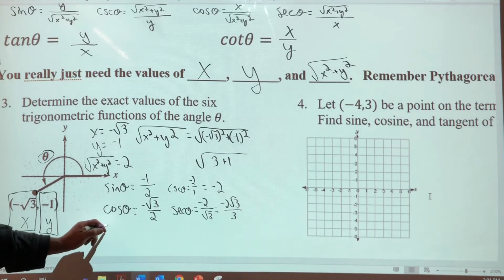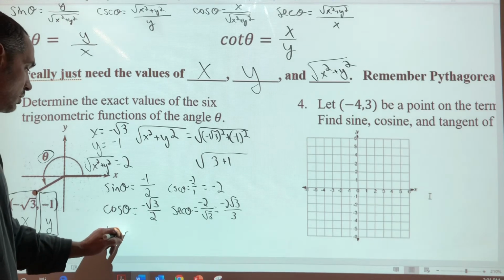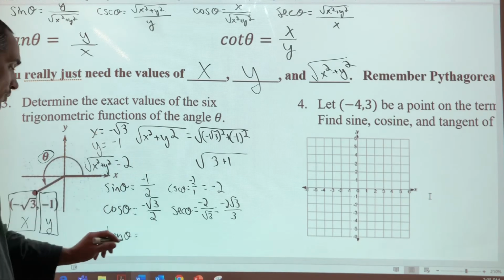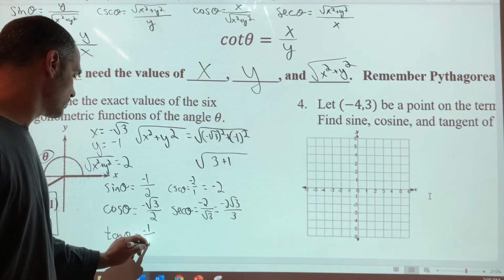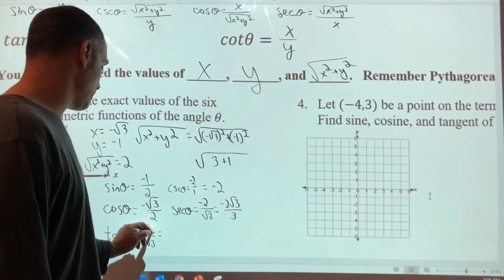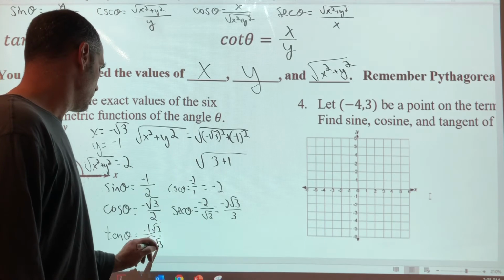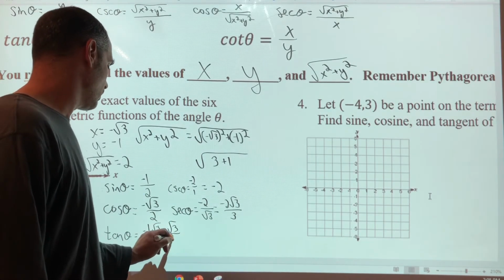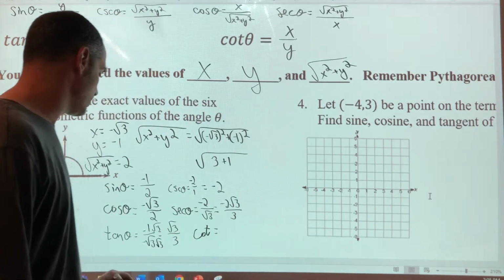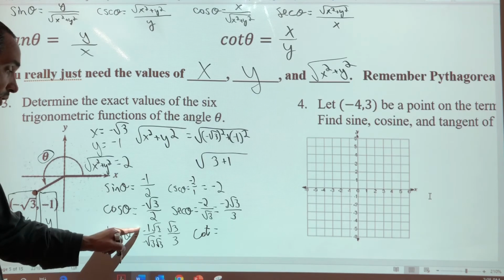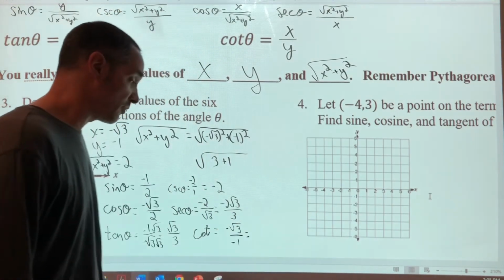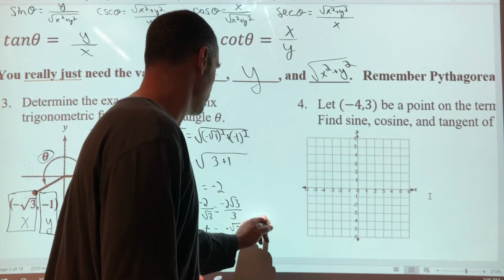And then we have tangent. And tangent is just y over x, so it's negative 1 over negative square root of 3. We know a negative divided by a negative is a positive. Rationalize by multiplying top and bottom by the square root of 3. And I get square root of 3 over 3. And the cotangent is the reciprocal. So it would be negative root 3 over negative 1, which of course simplifies to square root of 3.